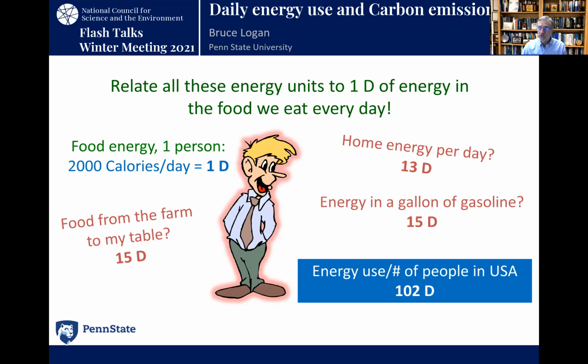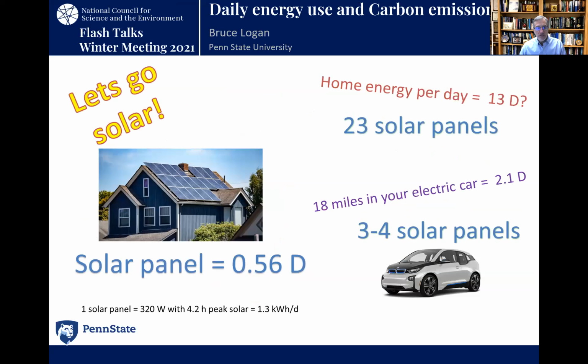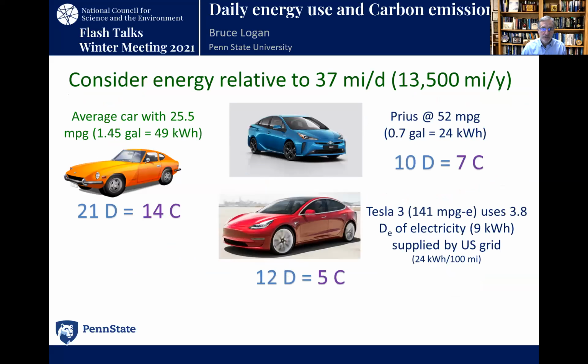If we look at all the energy used in the US and divide by the number of people, that's about 102D. Let's say you put solar panels on your roof. Well, they produce about 0.56D depending on where you live in the US. And so if you were to have 13D of electricity, well, you need about 23 solar panels. If you were going to drive 18 miles in an electric car, that might use 2D, and therefore you need about 3 or 4 panels to power that car to go 18 miles.